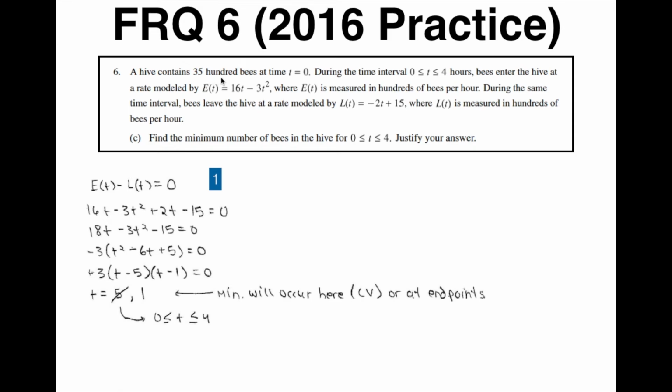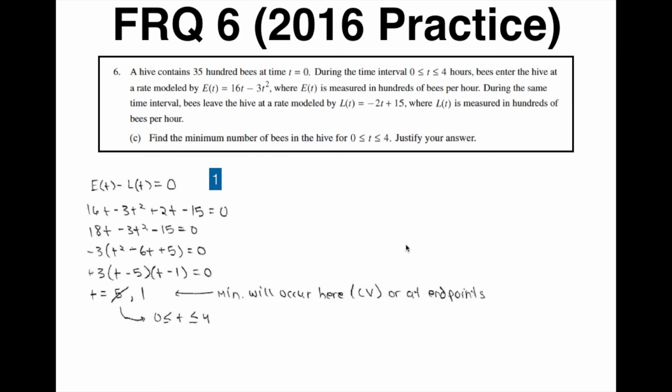The number of bees at the other endpoint, at t equals 4, we found in question B that it was 5,500 bees. So this certainly is not going to be the minimum. So we still have two contenders. Is the answer going to be t equals 0 with an answer of 3,500 bees, or is it going to be t equals 1? And we need to check.